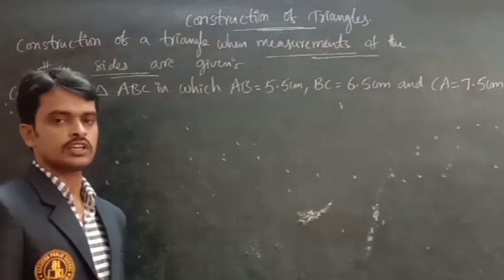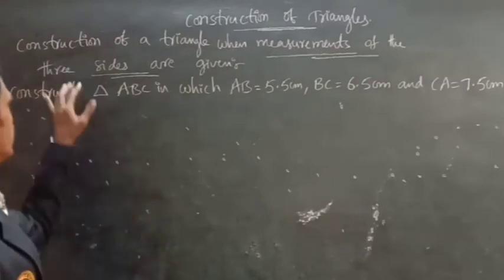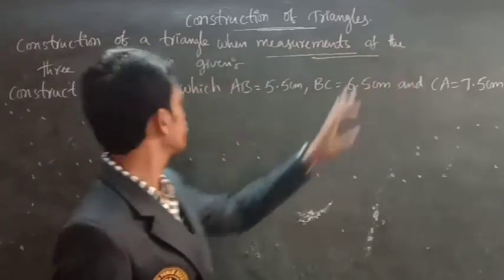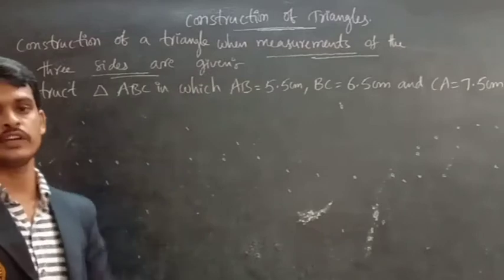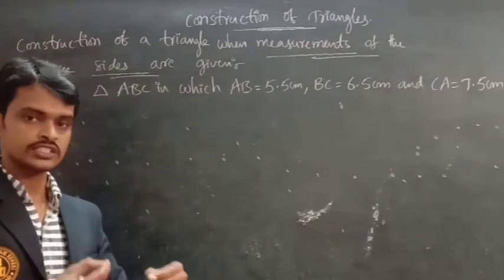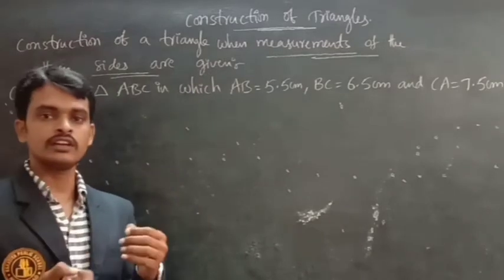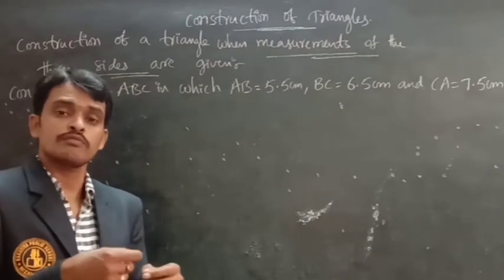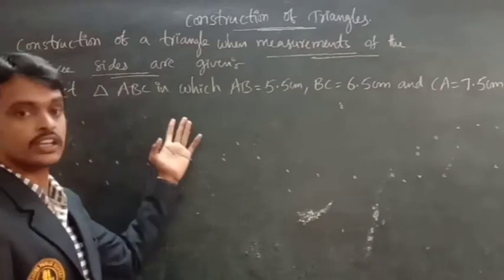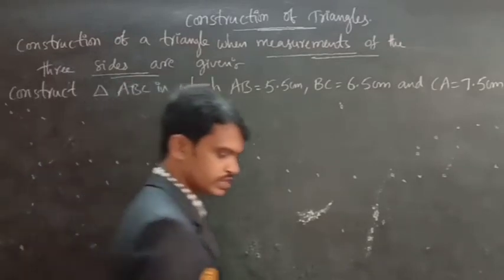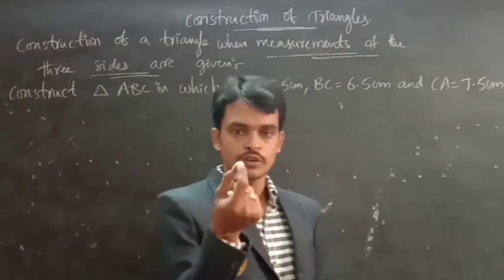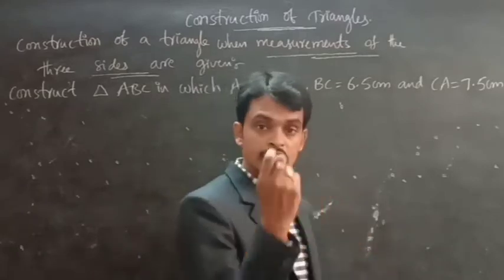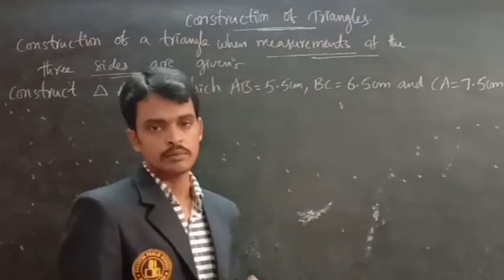Let us discuss the construction of triangles. Here, construction of a triangle when the measurements of the 3 sides are given. If the 3 sides are given, how do we construct a triangle? Let us see. First, we should draw a rough sketch using the given measurements.